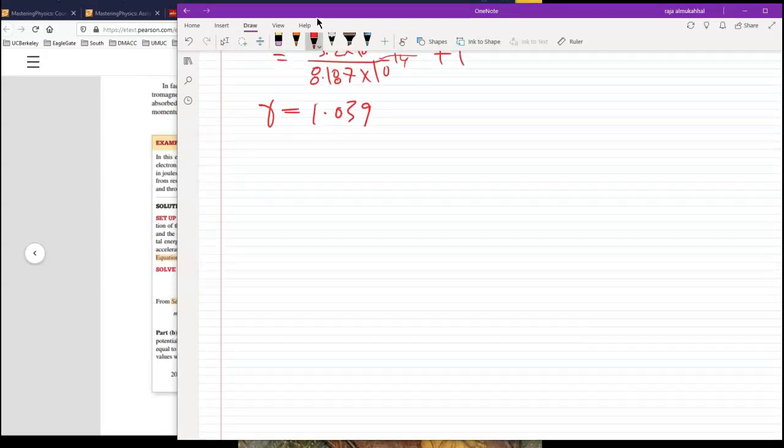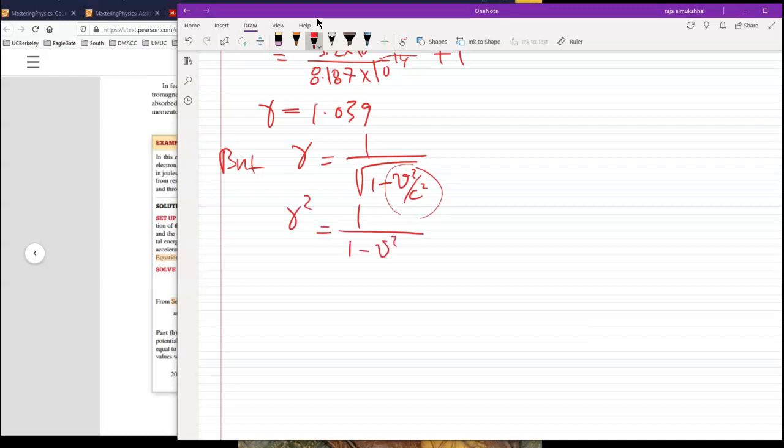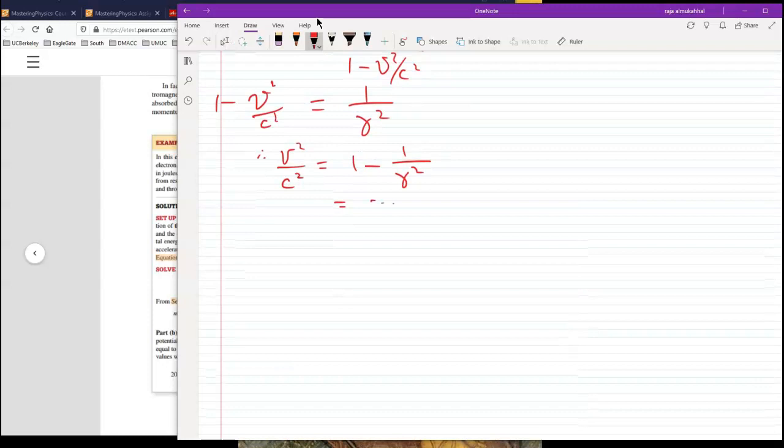Cool, I got the gamma, but gamma is equal to 1 over the square root of 1 minus v squared over c squared, right? Let me solve for that. One way to do it, you square both sides to get rid of that root, and then cross multiply, 1 minus v squared over c squared equals 1 over gamma squared, and therefore v squared over c squared is equal to 1 minus 1 over gamma squared. Now you plug in your numbers, you know how to do that, and you'll end up with v equal to 0.27 c.